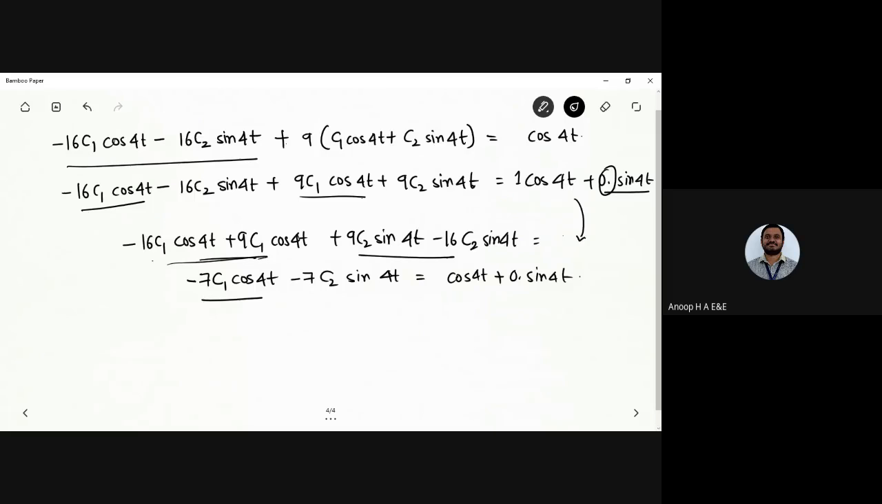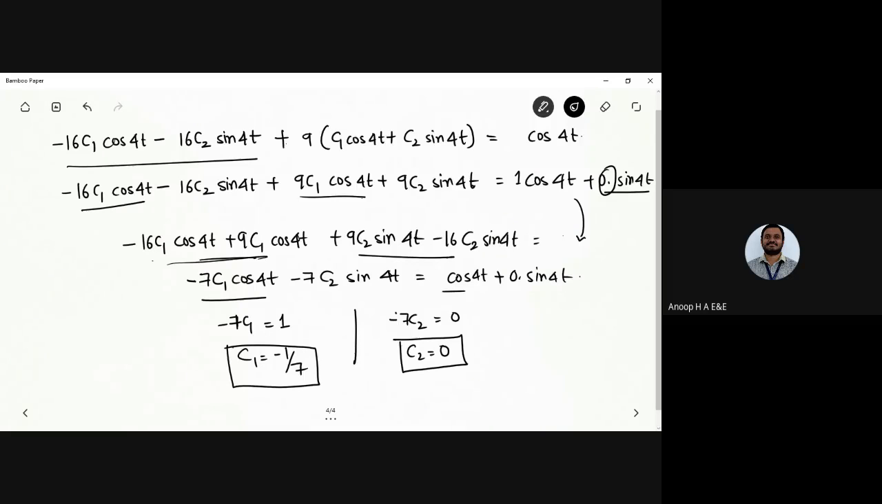Now I can just equate the terms here. Minus 7c1 equals 1. Next, minus 7c2 would be equal to 0, so the c2 value would be equal to 0. Now the c1 value would be minus 1 by 7. Is that clear to you? Now I have the values of c1 and c2 found.